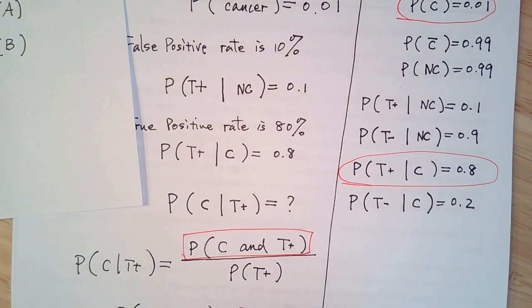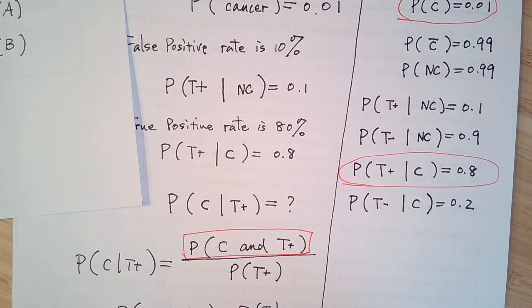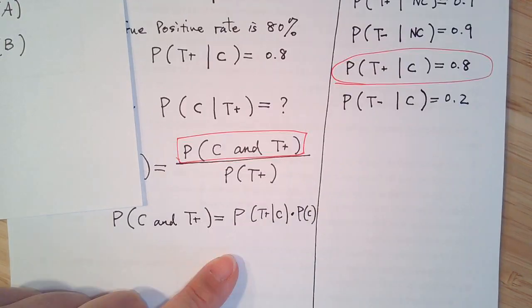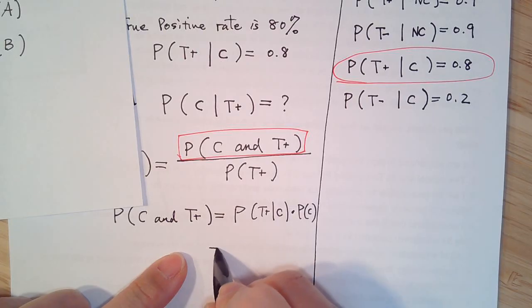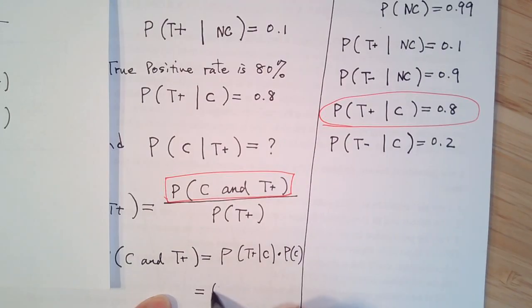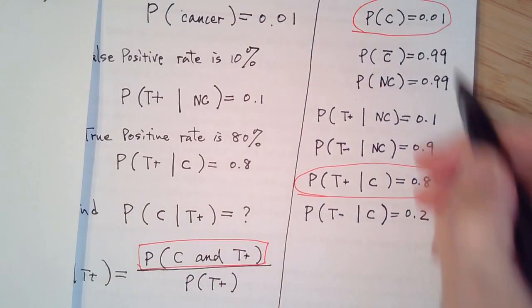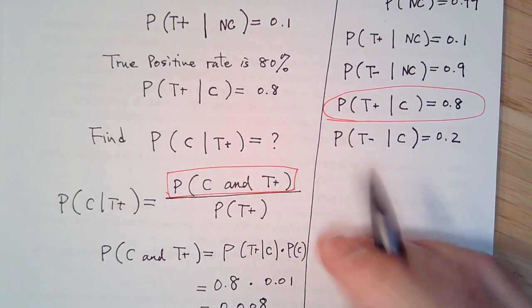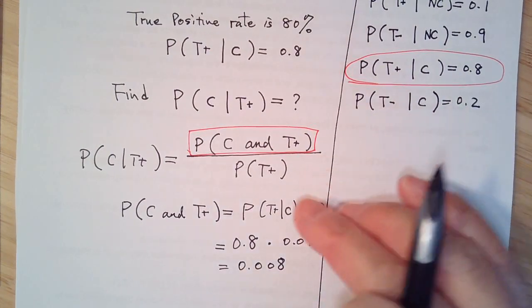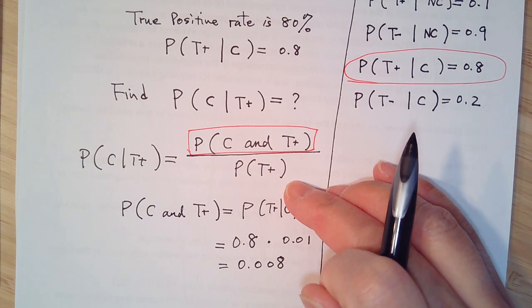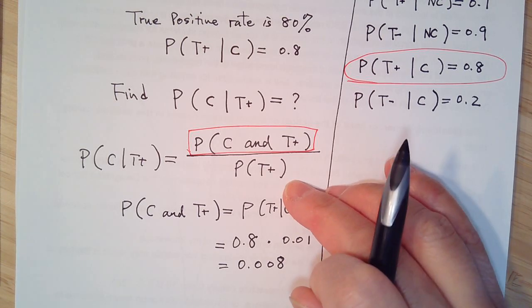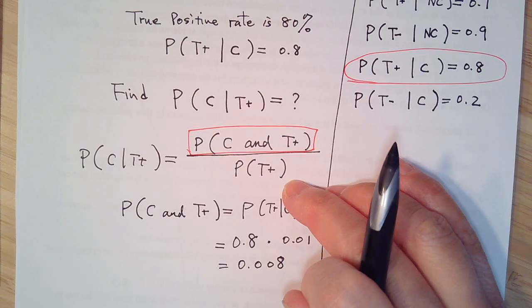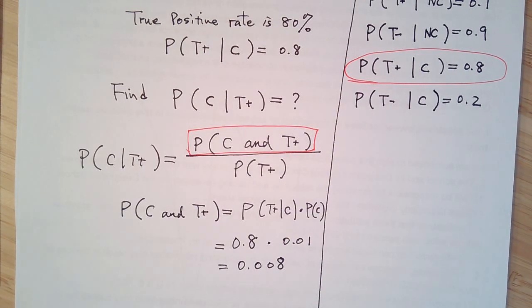What do we know? We know C. So it's going to be P of T plus given C multiplied by P of C. Right? So we know this is 0.8 multiplied by P of C, 0.01. So that is 0.008. Very good. We get the numerator here. Now the question is, what is the probability that he's going to test positive?